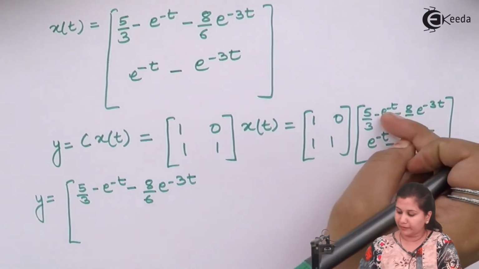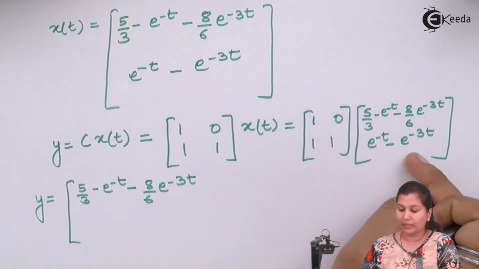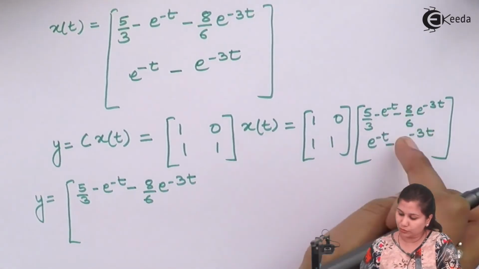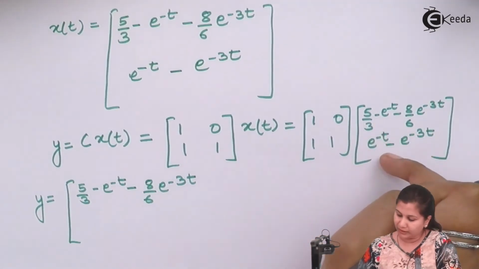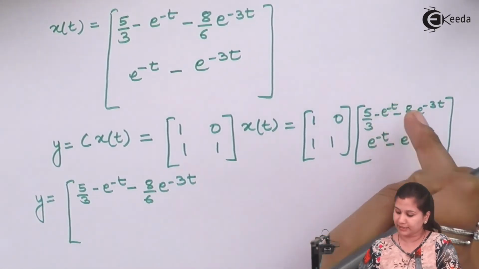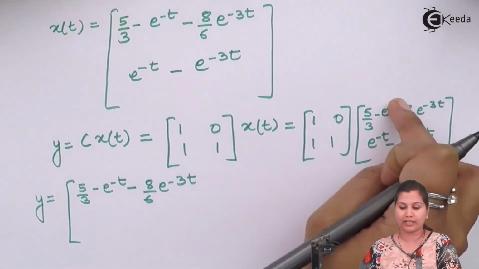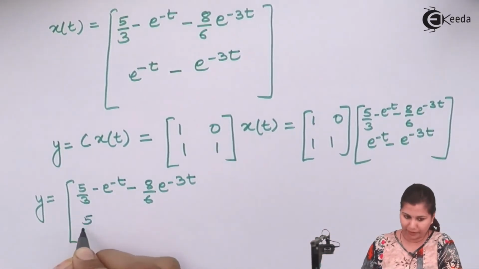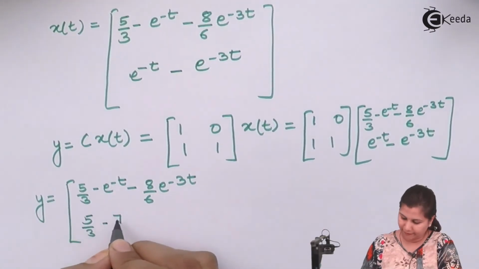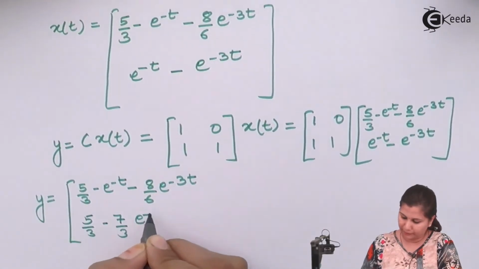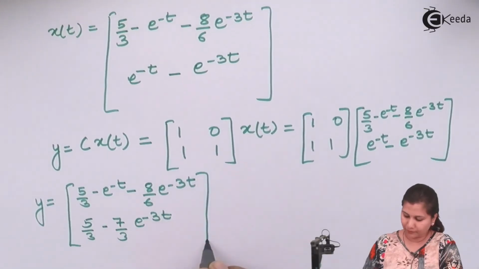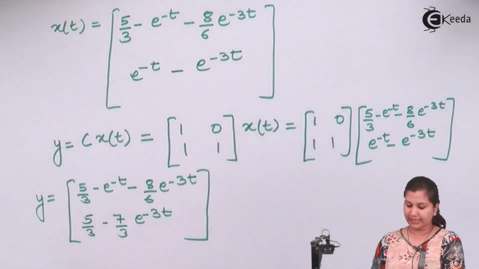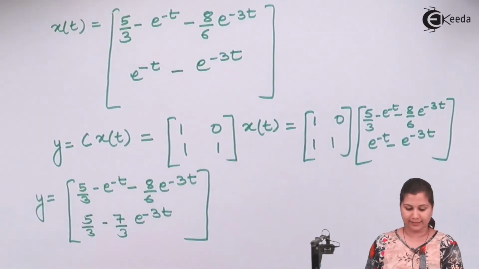Then 1 multiplied with this plus 1 multiplied with this. So we have to add these two terms. So 5 by 3, then minus e raised to the power minus t and plus e raised to the power minus t. So they cancel. Then we are going to get 5 by 3 minus 7 by 3 e raised to the power minus 3t. This is our output. So we have calculated x(t) and y for this system.